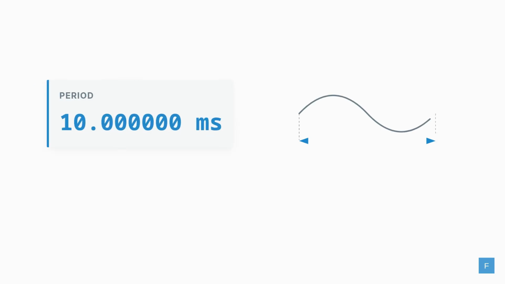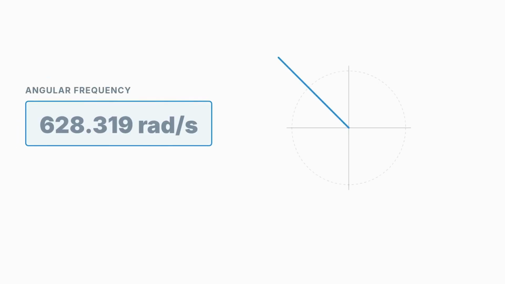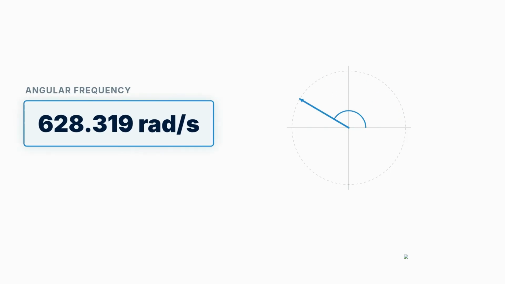The calculator also provides additional outputs. The period is 10^1000 milliseconds, telling us the time for one complete cycle, and the angular frequency is 628.319 radians per second, which represents the rate of change of the phase angle.